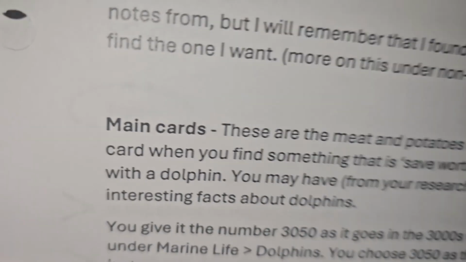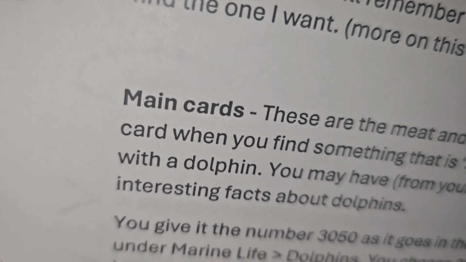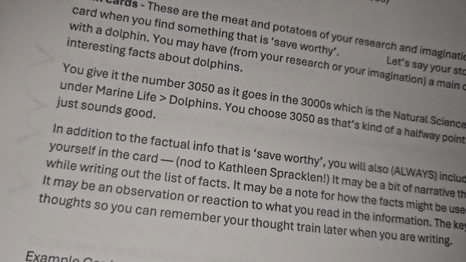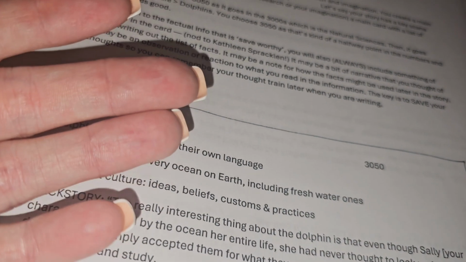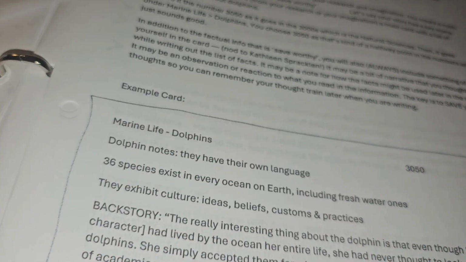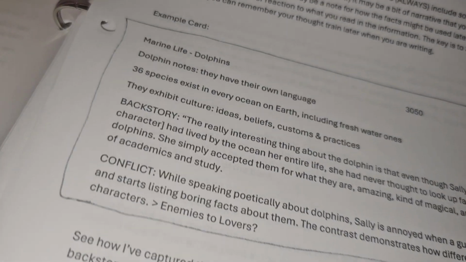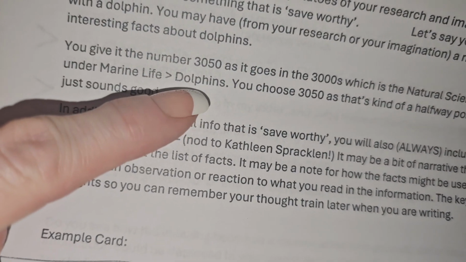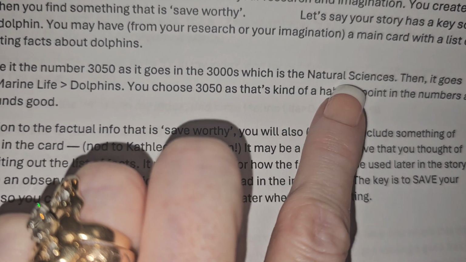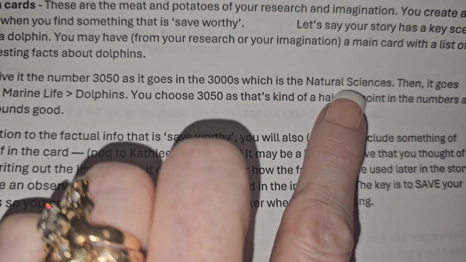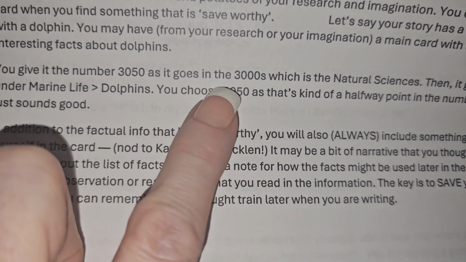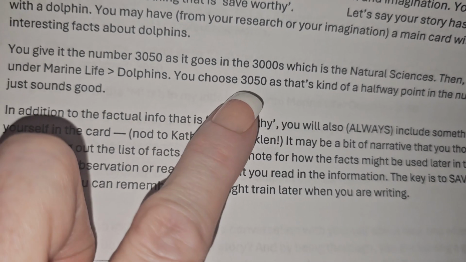This is the chapter where I am discussing making main cards, okay? So let's say, for example, that your story has a key scene that revolves around a dolphin. Maybe from your research, from your imagination, somewhere a dolphin comes up. So you're going to grab a note card. You're going to decide where you might want to put that card. Let's say you give it the number 3050, because if you're labeling with the Scheperian system, which is Scott Scheper's anti-net Zettelkasten book system, where he guides you through setting it up, the natural sciences are the 3000s. So you know your dolphin card is going to go in the 3000s.